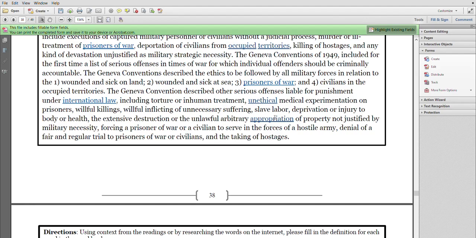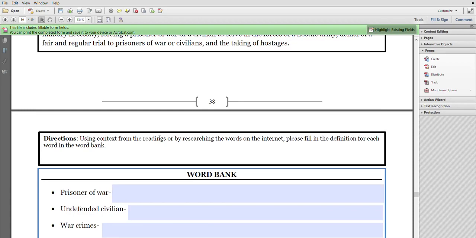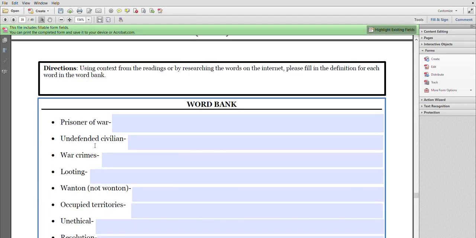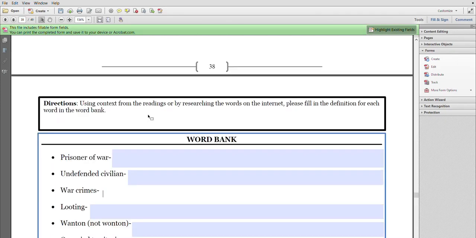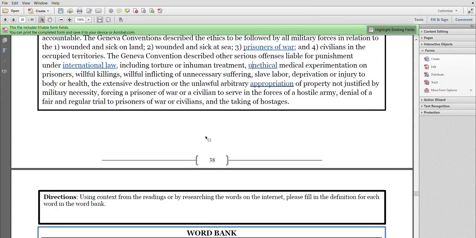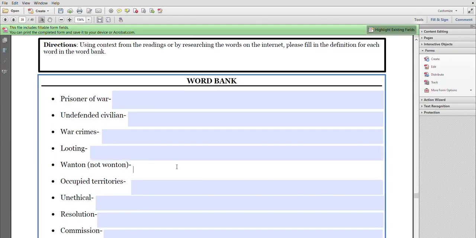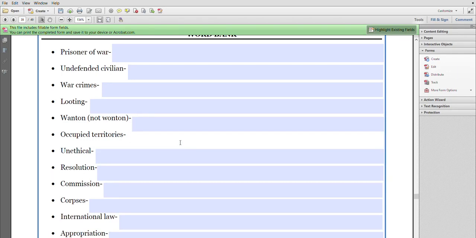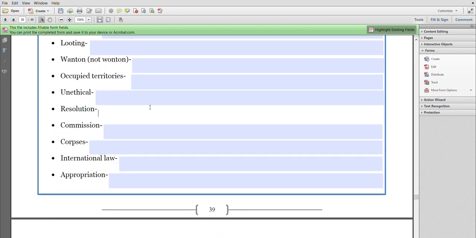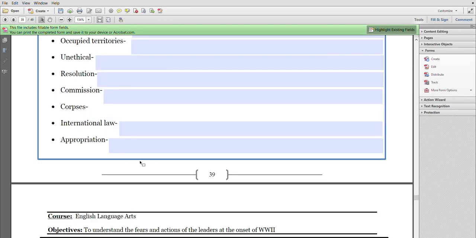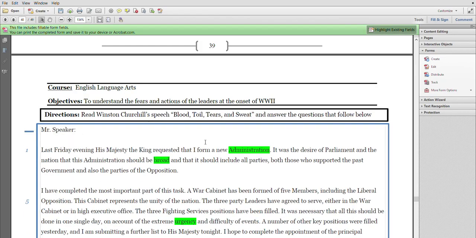Remember, most of the terms that are highlighted here you can find by using the links that are provided. Using the context from the readings or by researching the words on the internet, please fill in the definition for each word in the word bank. So you're going to look up the definitions. Some of them you can click on the hyperlink, and you're going to fill in the definitions using the word bank. Type them out. Do not copy and paste them. Type them out in your own words if you can. You will not learn anything if you copy and paste them. Page 40.